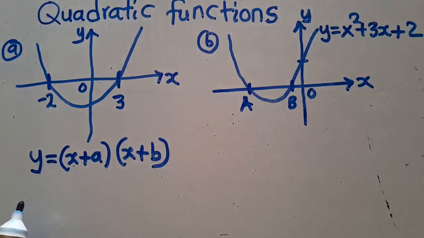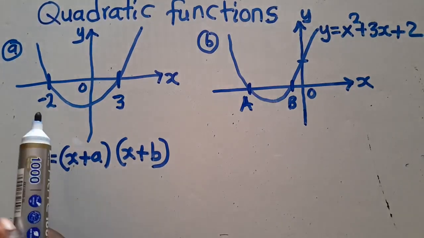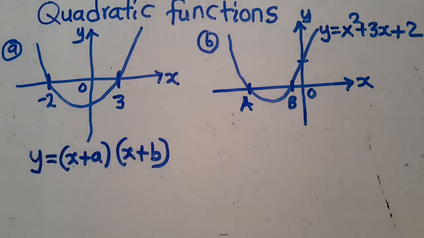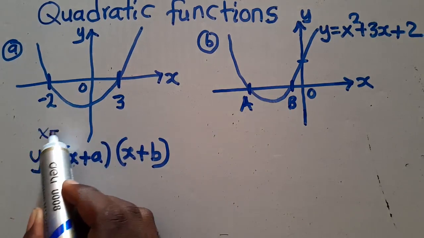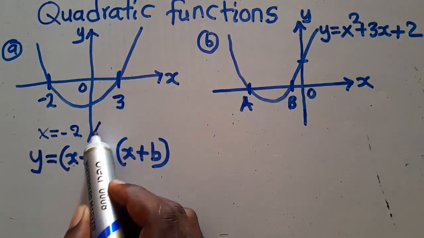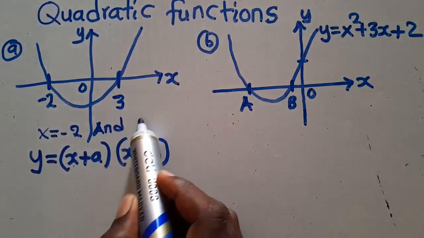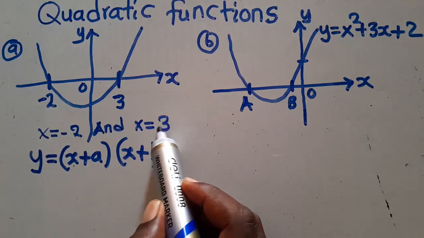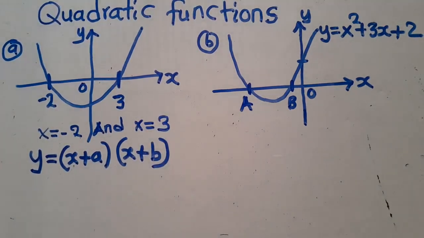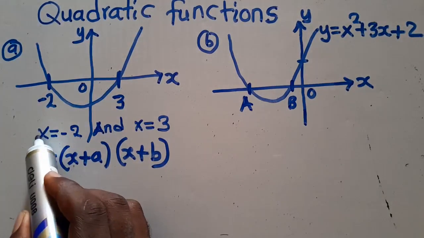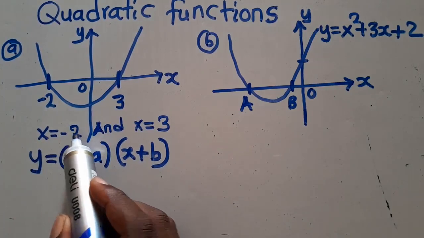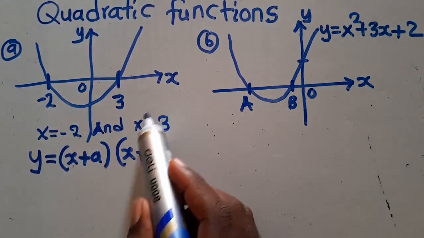And then you get the points where this curve is cutting the x-axis. It is cutting the x-axis at x is equal to -2, and where x is equal to 3. This is where the curve is cutting the x-axis. So it is cutting the x-axis at -2. It is also cutting the x-axis at 3.